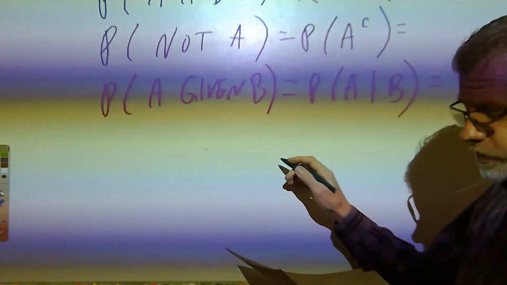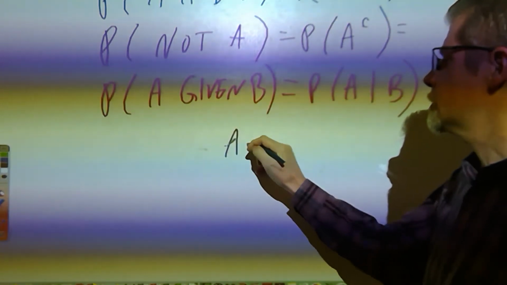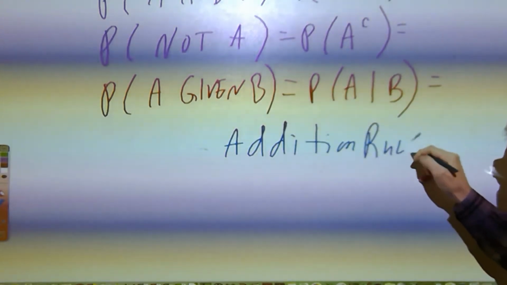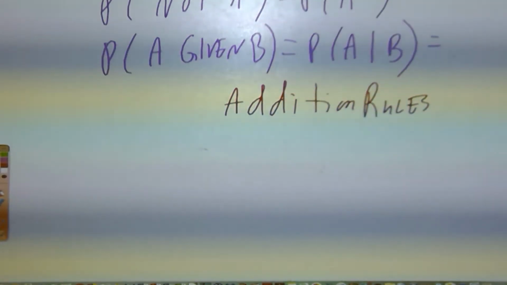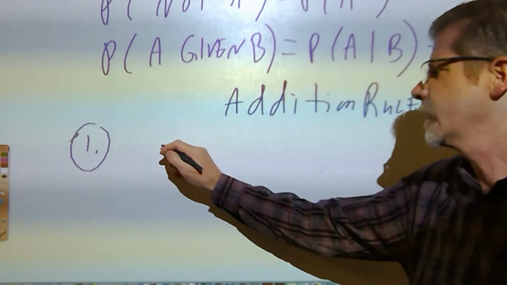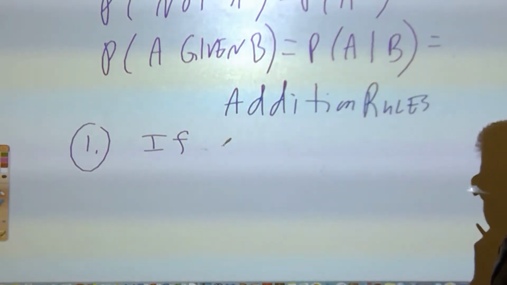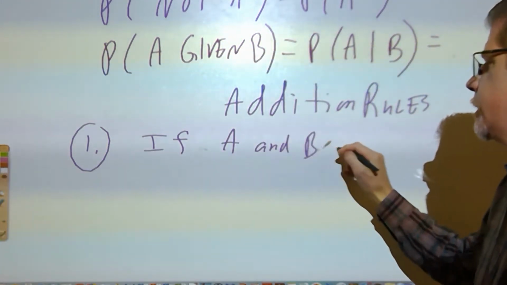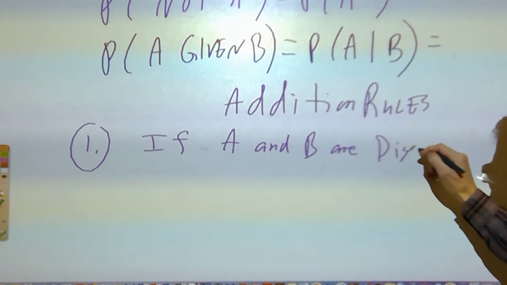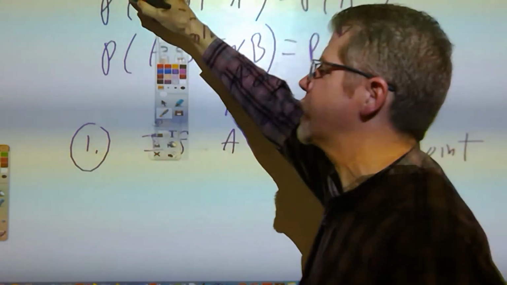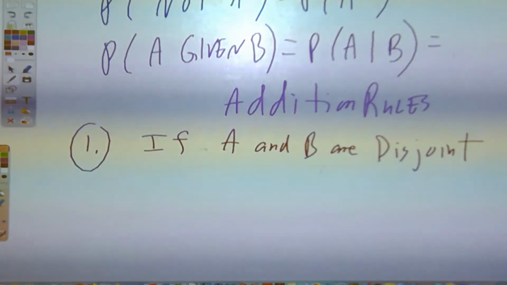So there are several addition rules. Let's write out the first actual formula. It's in the addition rules section of Formula Central. And the very first formula on Formula Central is: if A and B are disjoint. Okay, that might be a new vocabulary word for many of you. I want to draw a picture in a Venn diagram of what we mean by disjoint.